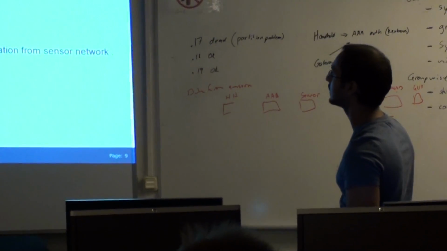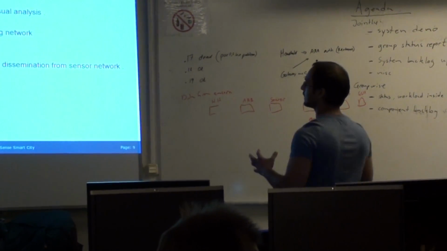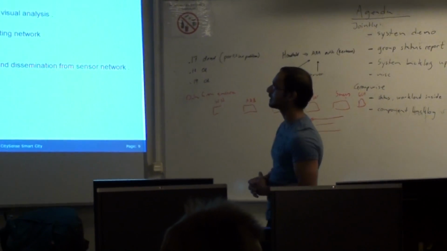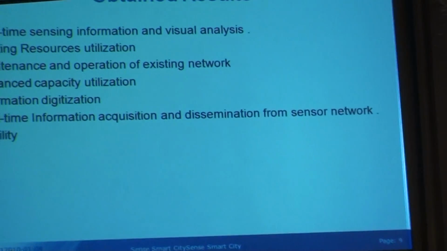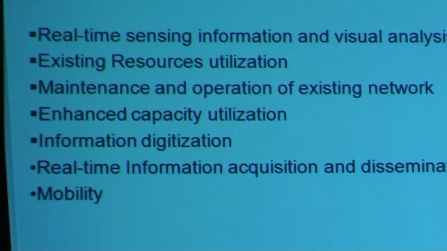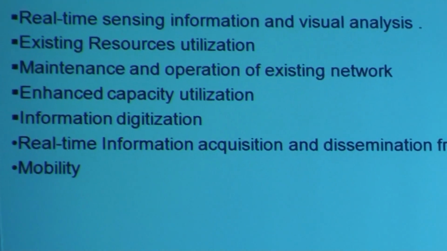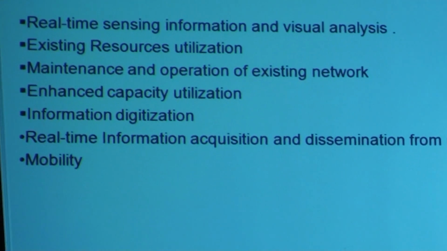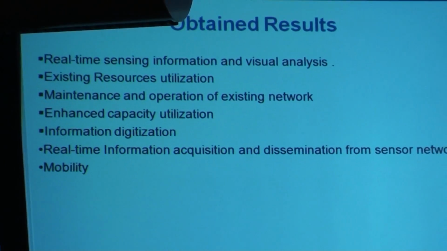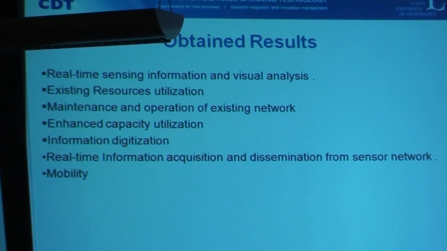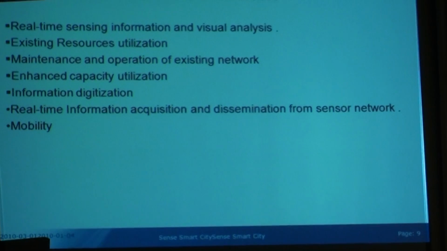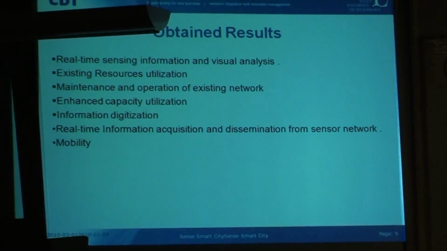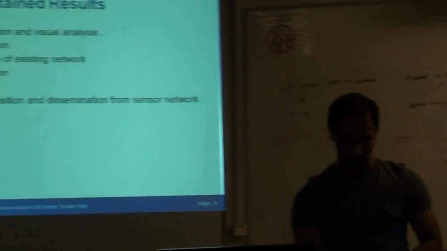And what will be the obtained results for this? We have real-time sensing information, visual analysis, existing resource utilization, and maintaining these networks. And again, compared to this, it brings enhanced capacity utilization, like using the wireless networks already available in society. Then there is digitization and acquisition for these sensor networks, and the main concept is to really bring mobility to this system.